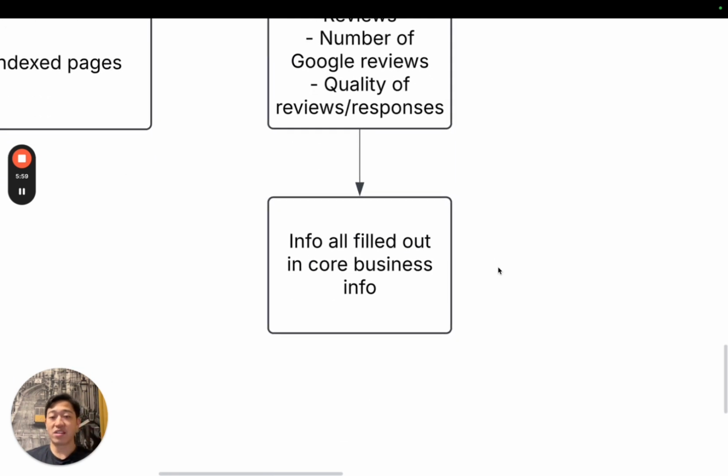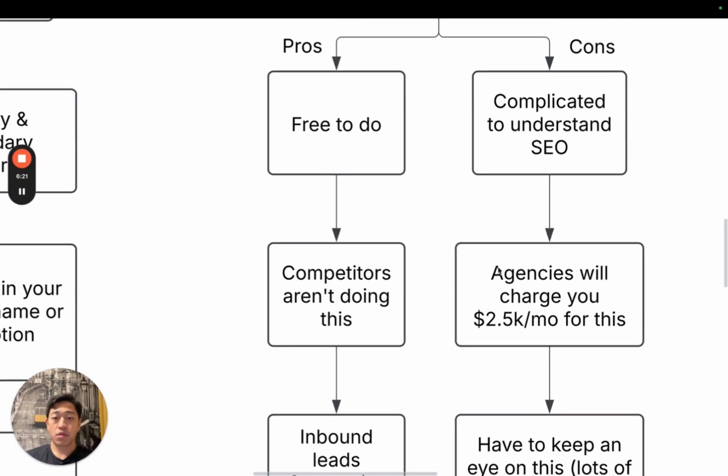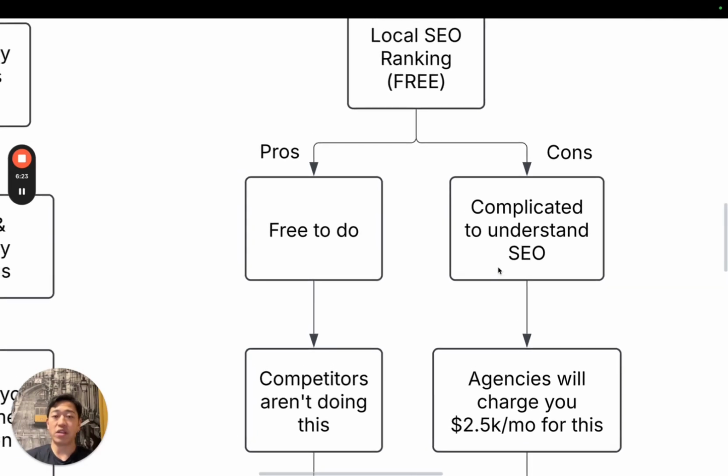And then the last thing is you must have all the info filled out about your core business. If you're missing the business hours, go ahead and add that. If you're missing a price point, add that as well. You want to make sure that everything on Google My Business is filled out to the maximum. That way Google knows everything about your business and can show you to the right customers to start getting leads for free.